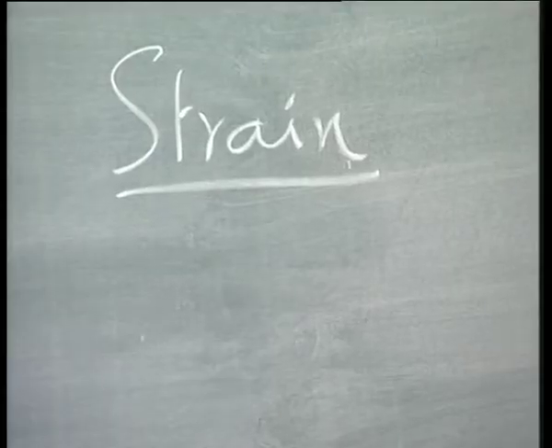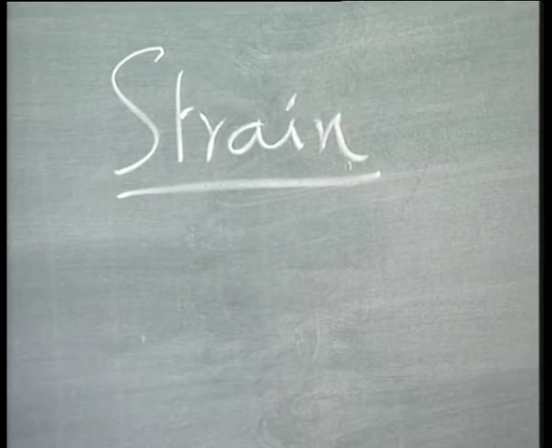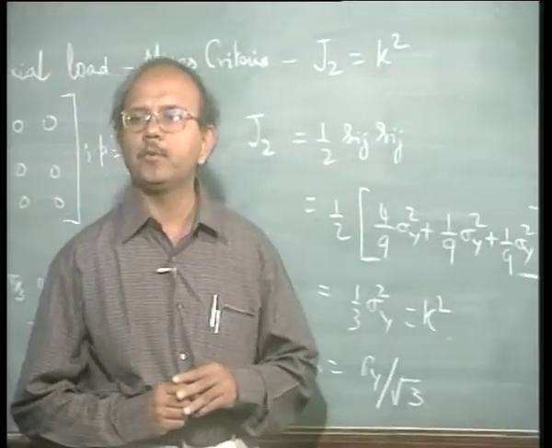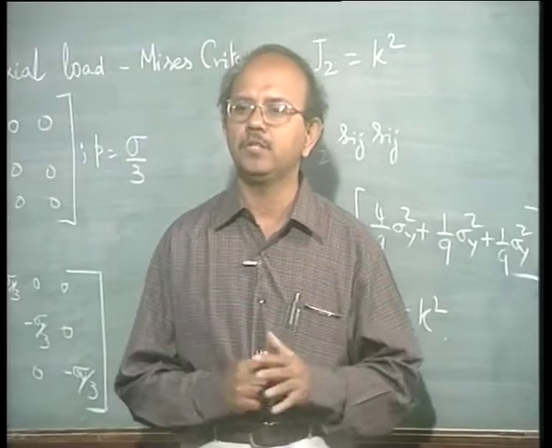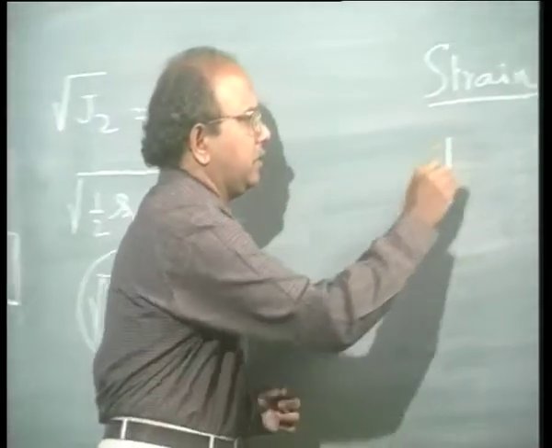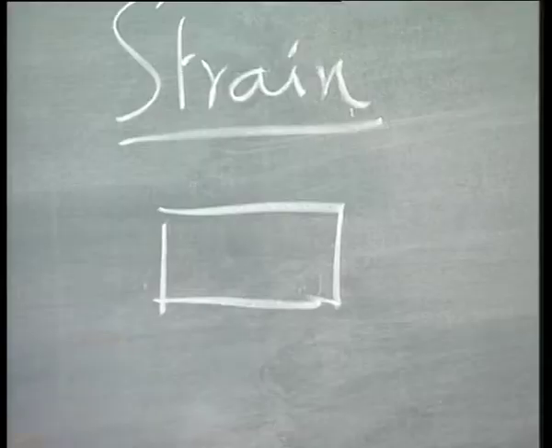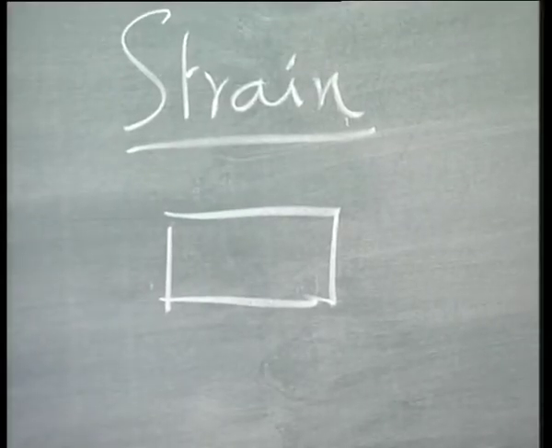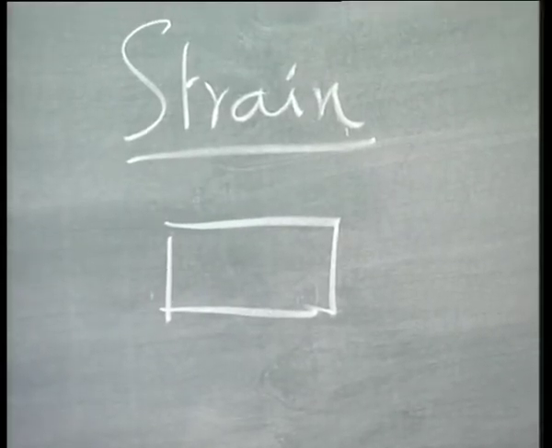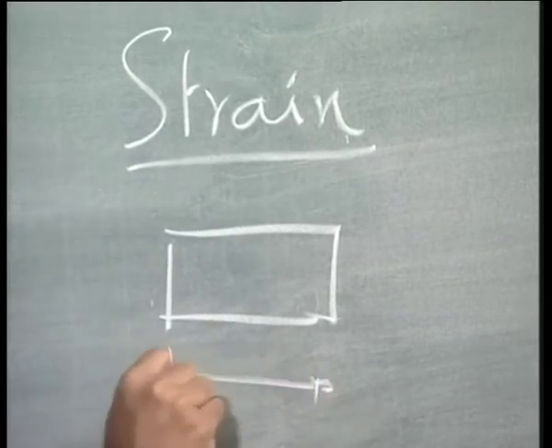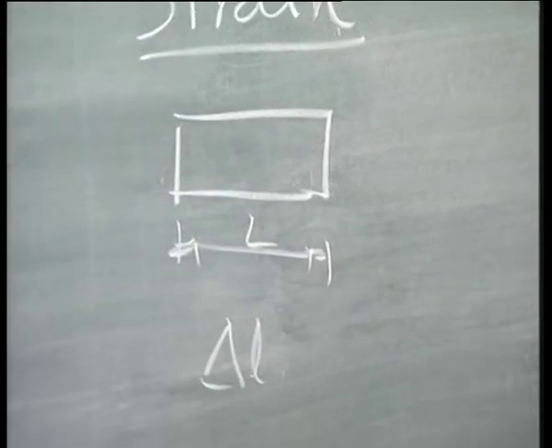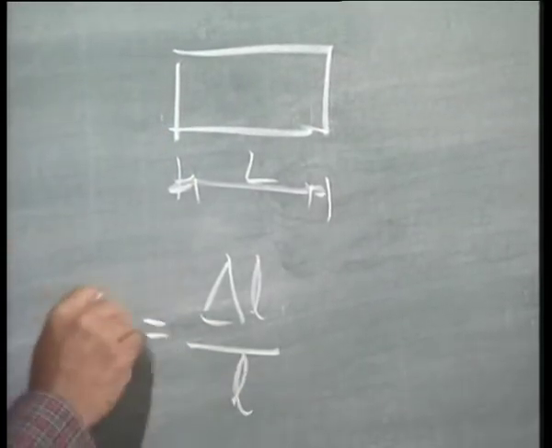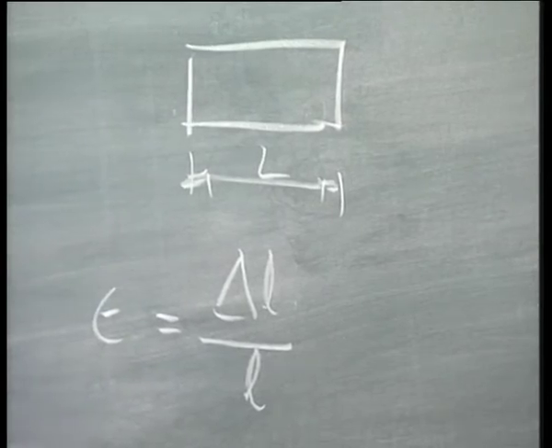I have a very similar problem again when I look at the strain, because in your earlier classes you would have defined strain on the basis of change in length by original length. Okay. So, probably the only thing you would have studied or you would have known is that if I take a bar whose length is L, and you would have said that if delta L is the change in length of this bar, okay, then delta L by L you would have defined as epsilon.